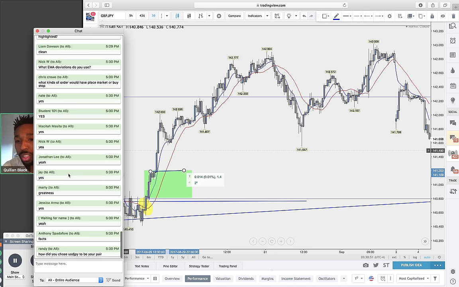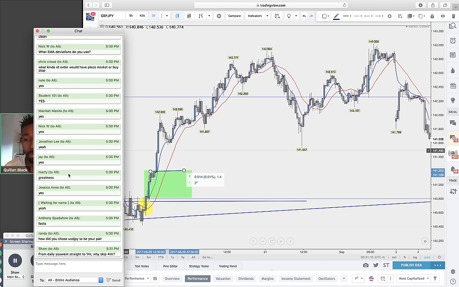What kind of order would that have? The main orders that I place are instant executions. I do pending orders here and there, but probably whenever I'm scalping or something. I don't really place them on my everyday trades. Everything is mainly instant executions.